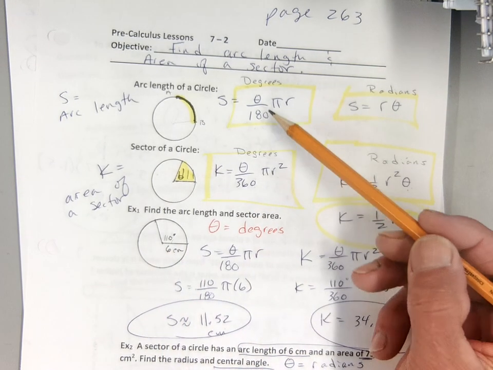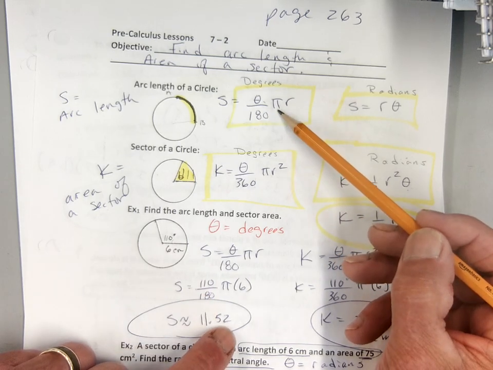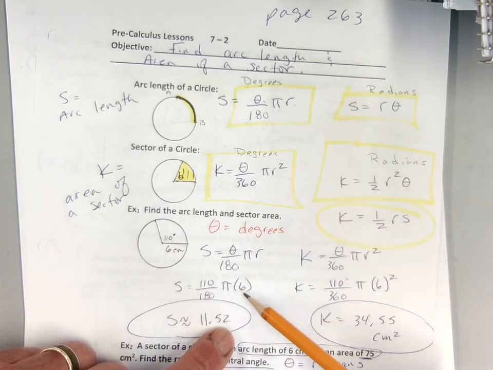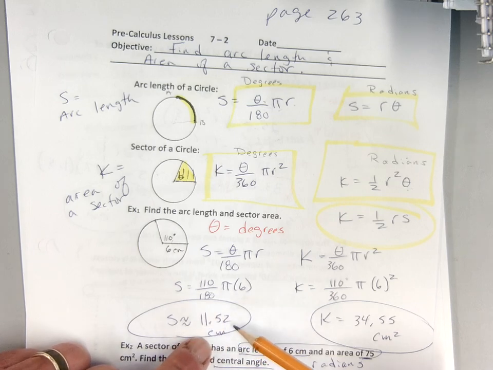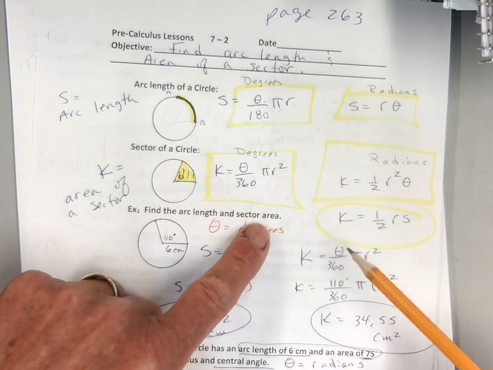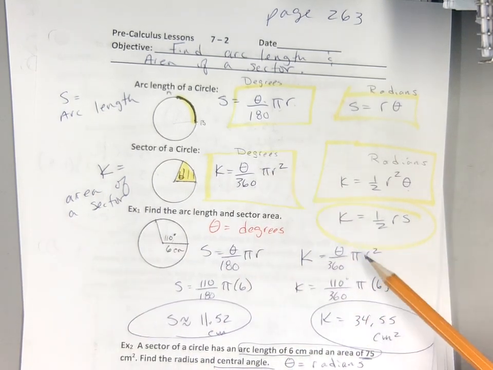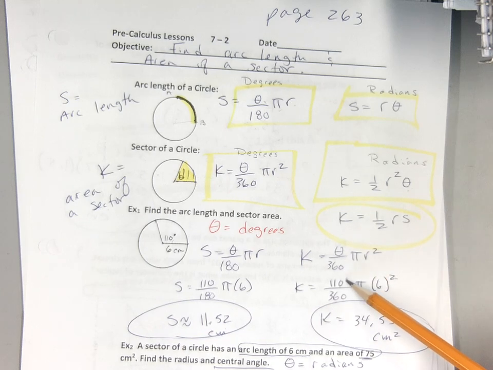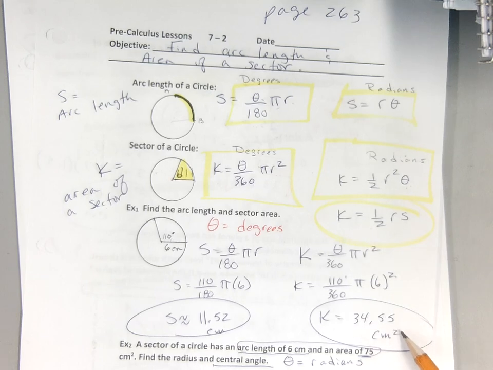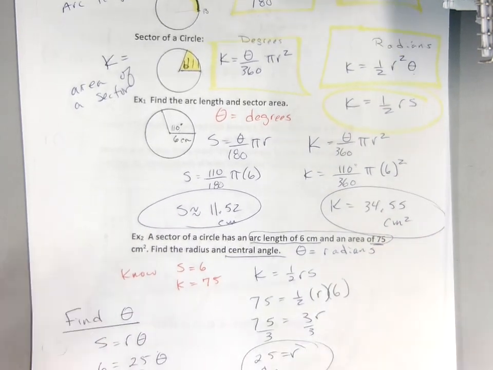So example one: we're given the angle in degrees, and we want to find the arc length, so we use this formula. It's 110 over 180 pi r, and I used my calculator and got an answer of about 11.52. If I want to find the area, my angle's in degrees again, so I use theta over 360, or 110 over 360 pi r squared, used my calculator, and got the answer in centimeters squared. Pretty easy.